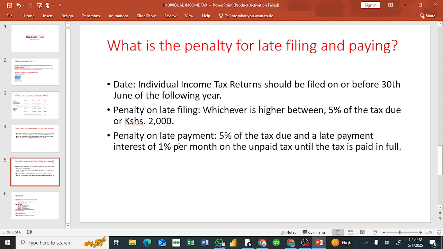For the penalty for late payment, you will be charged 5% of tax due and an interest of 1% per month until the tax is paid in full. As simple as that.